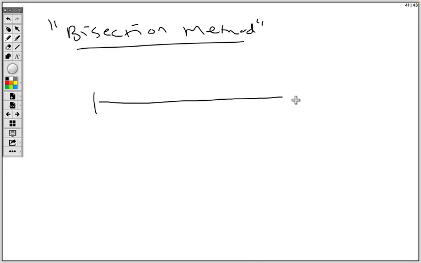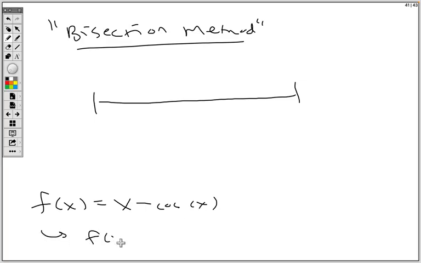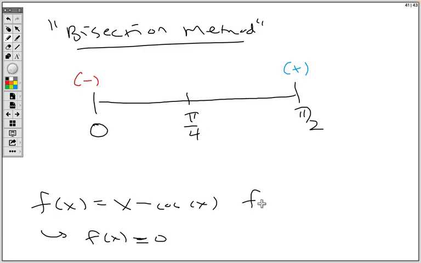So the bisection method says this. We've got our function f of x, x minus cosine x. We're trying to solve f of x equals 0. I know I've got these two data points, 0 and pi over 2. At 0, I know the function's negative. At pi over 2, I know that the function is positive. So what I'm going to do is bisect, or cut, this interval in half, say at pi over 4. And now I'm going to look at what f of pi over 4 is.